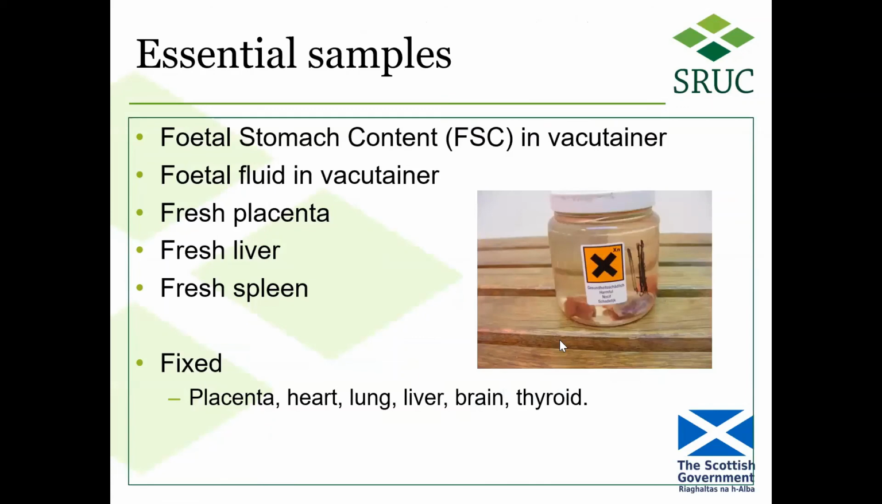So I think this will be my final slide just now, a summary of what I would want you to do. Fetal stomach contents, fetal fluids, fresh placenta, fresh liver, potentially fresh spleen, although not essential, and then also get some fixed versions of those samples as well. Submit the first line samples. That'll get you a long way to getting a diagnosis, and then follow that up with the other fixed samples if you need to. And that's a great start in terms of getting a diagnosis and seeing how you go.